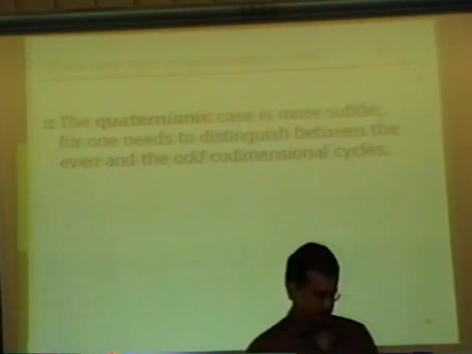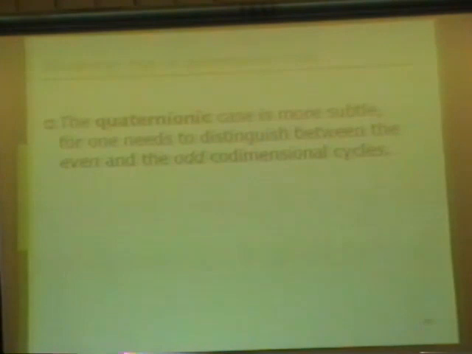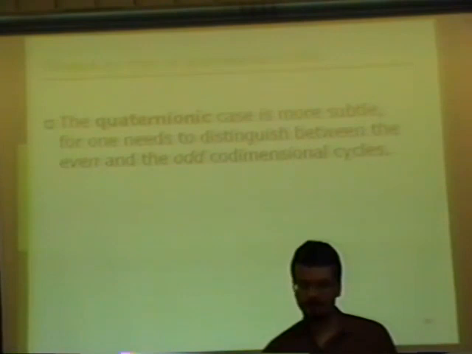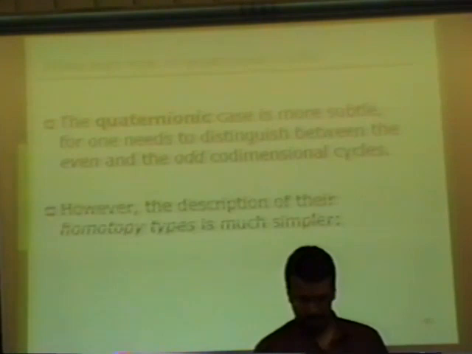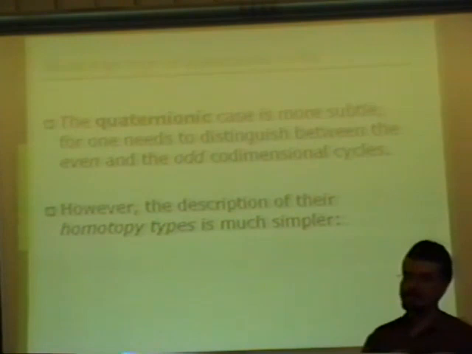The quaternionic cycle has only one little difficulty, which is that if you play around with the quaternionic vector space, or things of that nature, the behavior between the even and the odd codimension is quite different, as a matter of fact. So we have to play around a little bit to account for this difference in our calculations. But the description of the homotopy type is much simpler, so the splitting into Eilenberg-MacLane spaces is much nicer to describe.